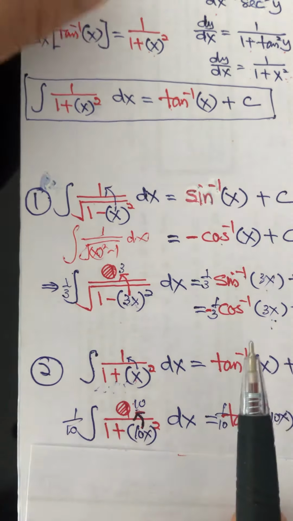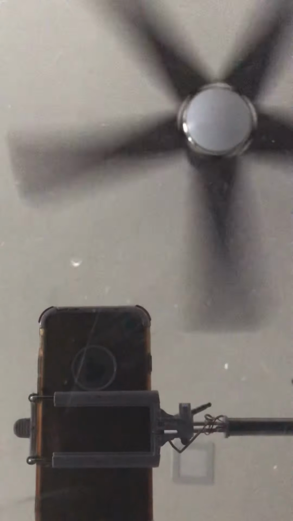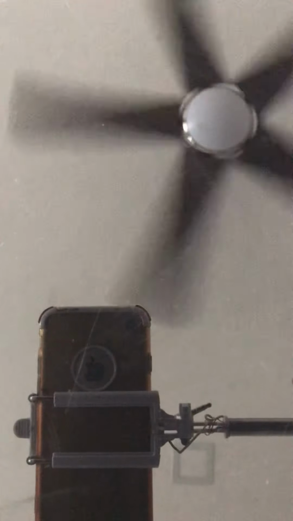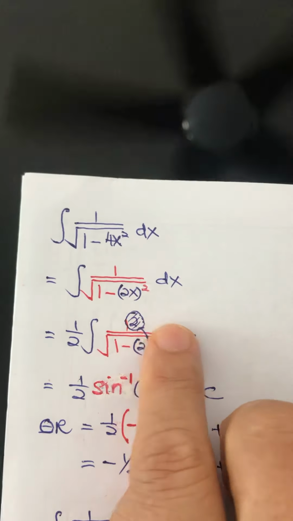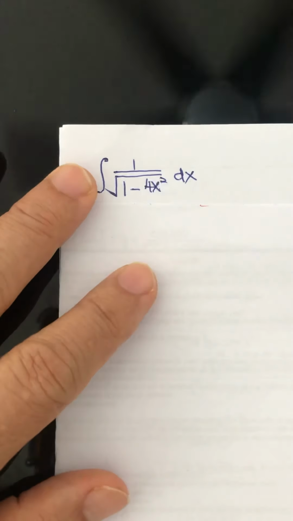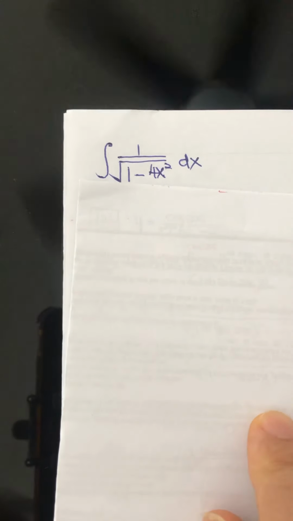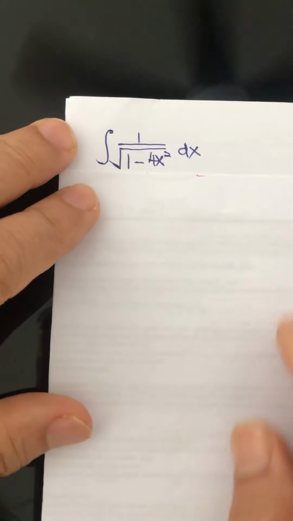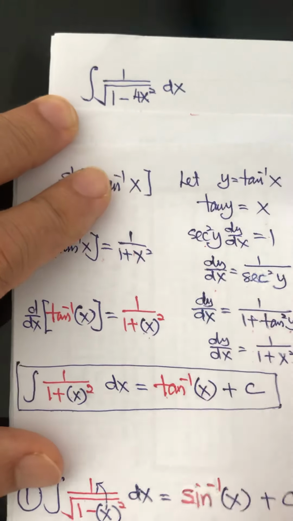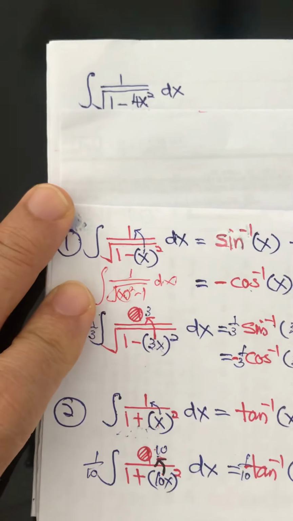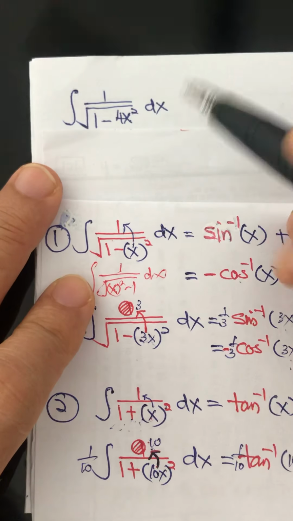Okay, so now I give you an example. Let's say you have this. Look at them one by one. The first one we have is 1 over square root of 1 minus 4x squared. That means when you see this, it must be negative. It is the same as this one.